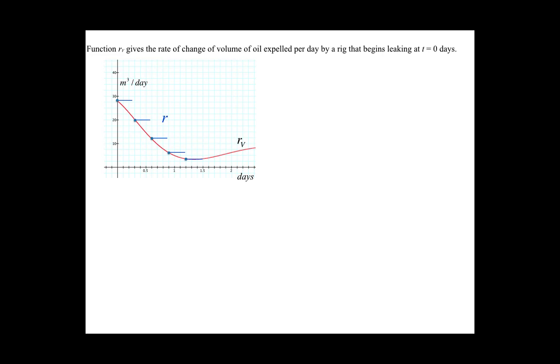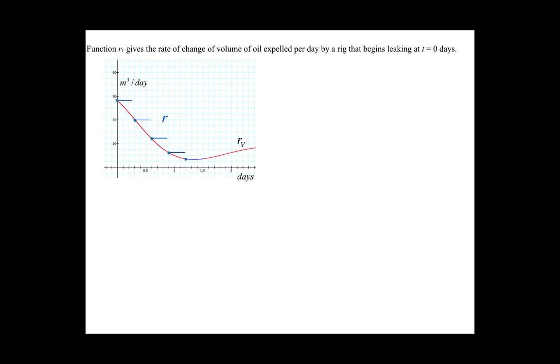So R sub V is the exact rate of change of the volume of the oil as it's spilled, measured in cubic meters per day. And this R, this blue function, is not a great approximation, but it's an approximation to this. So we're just going to call this R without a subscript, as like a fake rate function. It's an actual rate function. It's just not exactly the same as the one that I'm estimating from. And it's not even particularly close in some places.